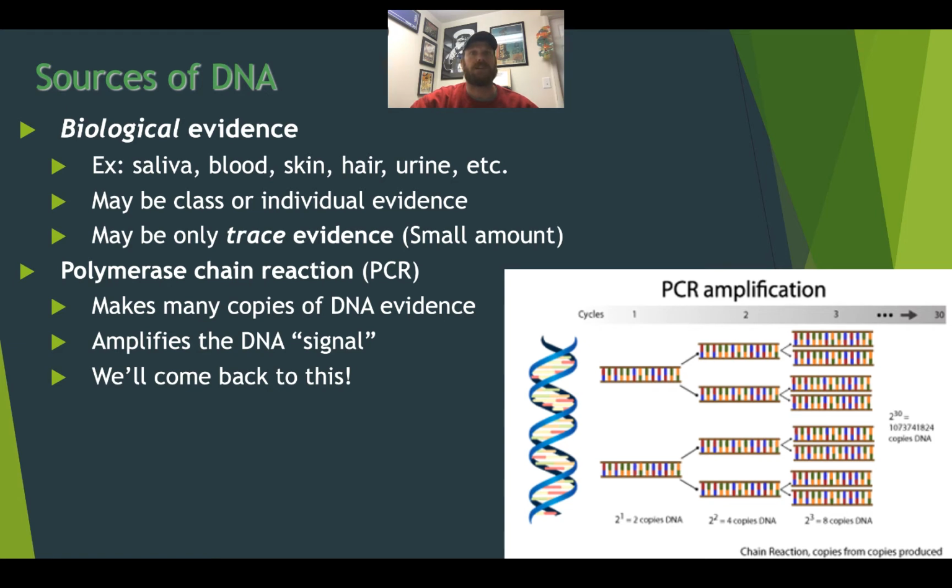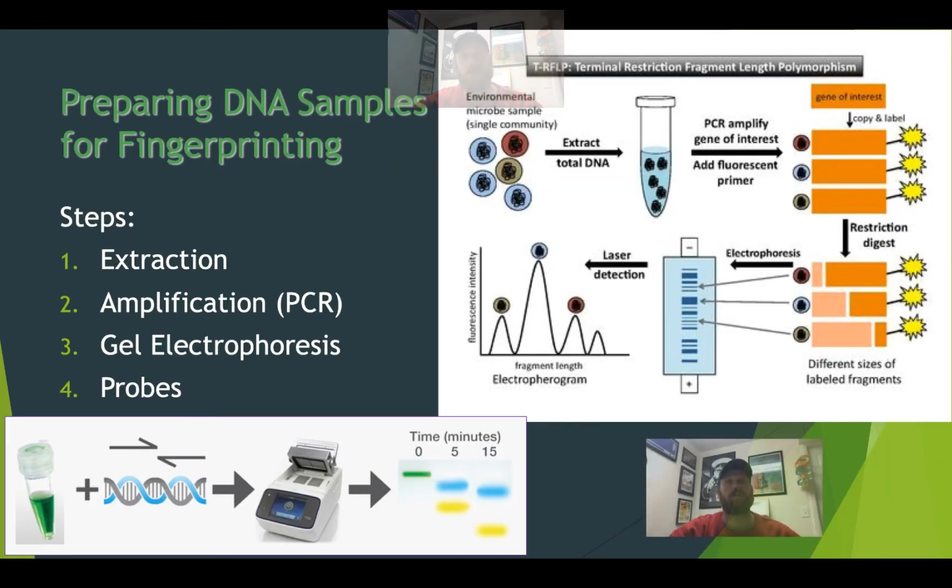Thankfully, a biotechnology technique known as the polymerase chain reaction, or PCR, can be used to take a small amount of DNA and create millions of copies that can be used for testing. We will save a thorough discussion of this process for another video. So we have collected some biological evidence at a crime scene. How do we create a DNA fingerprint?